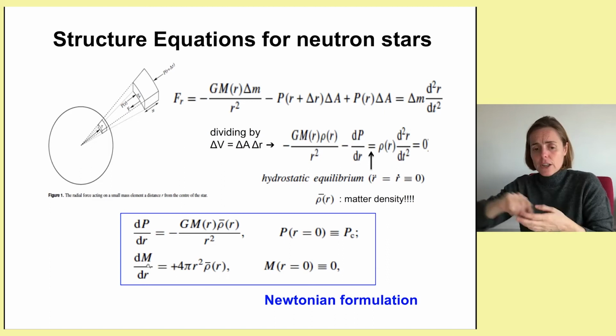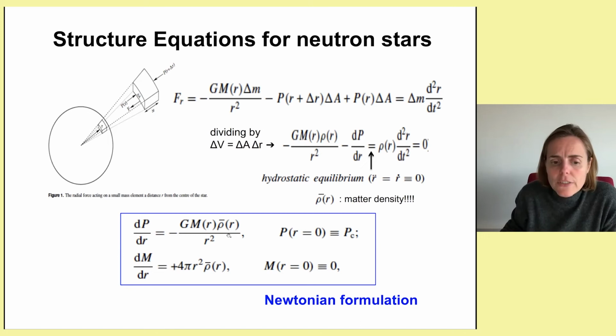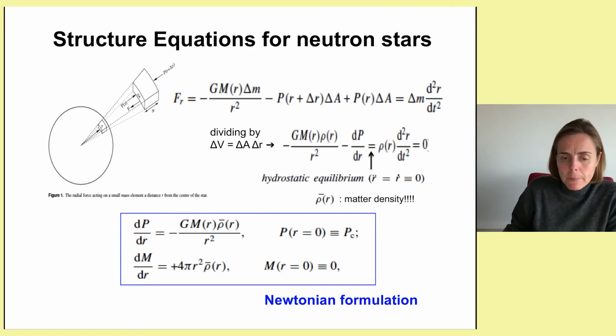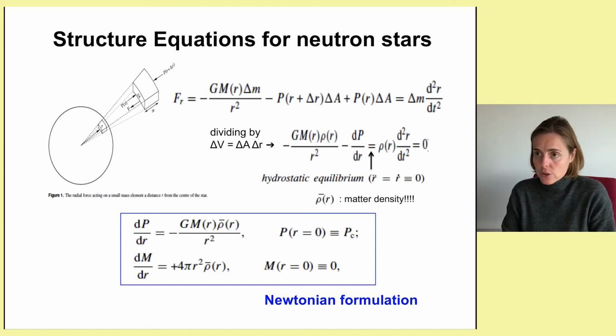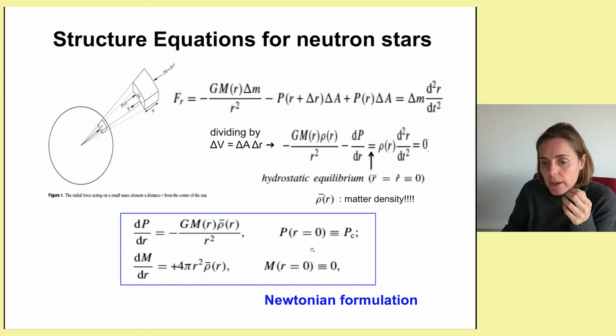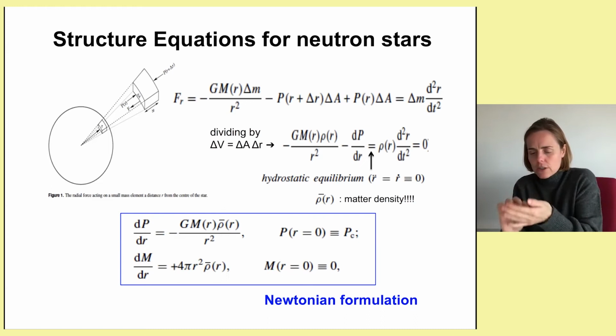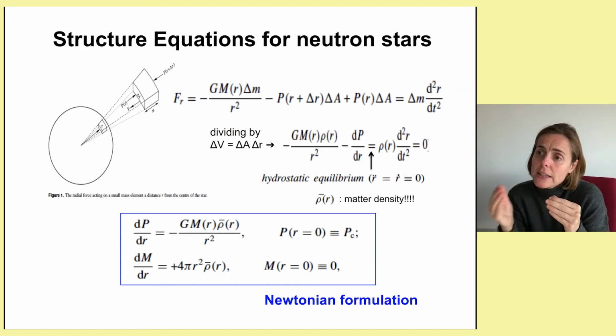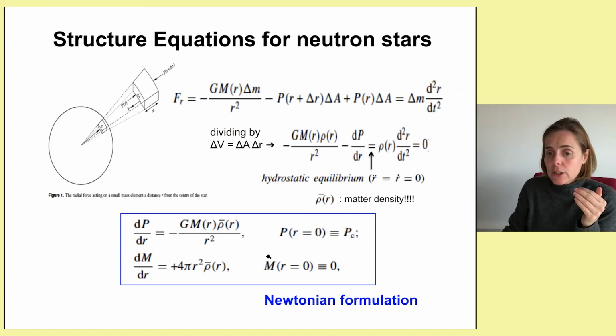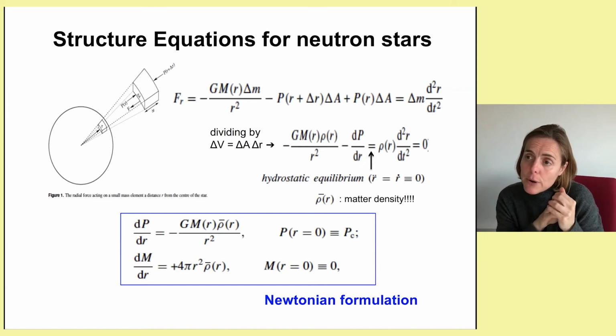How do you solve that? You solve it like coupled differential equations. Basically, you have to assume something at the center. You assume a central pressure, which is given here. You have some initial conditions, and you also know that the mass at the center is zero. The idea is to integrate these equations until you reach the surface, until your pressure is zero. So you start with a given pressure and you integrate until the pressure is zero.